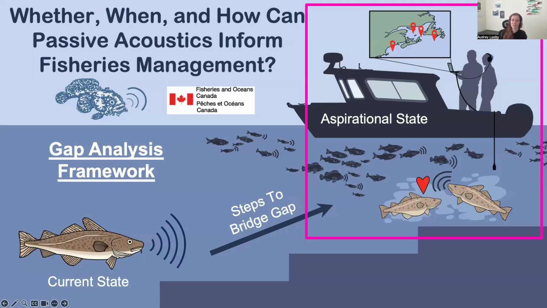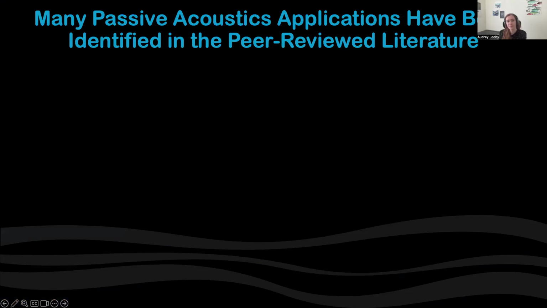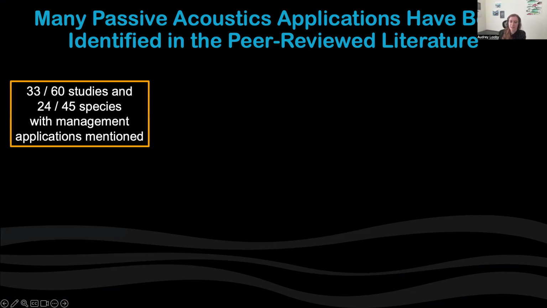What could passive acoustics be useful for based on what's been published in the peer-reviewed literature? One way we approached this was to see what passive acoustic monitoring applications related to a particular species' sound production had been proposed by study authors. Of the publications we looked at, 33 mentioned some kind of fisheries management applications for 24 species' sound production.